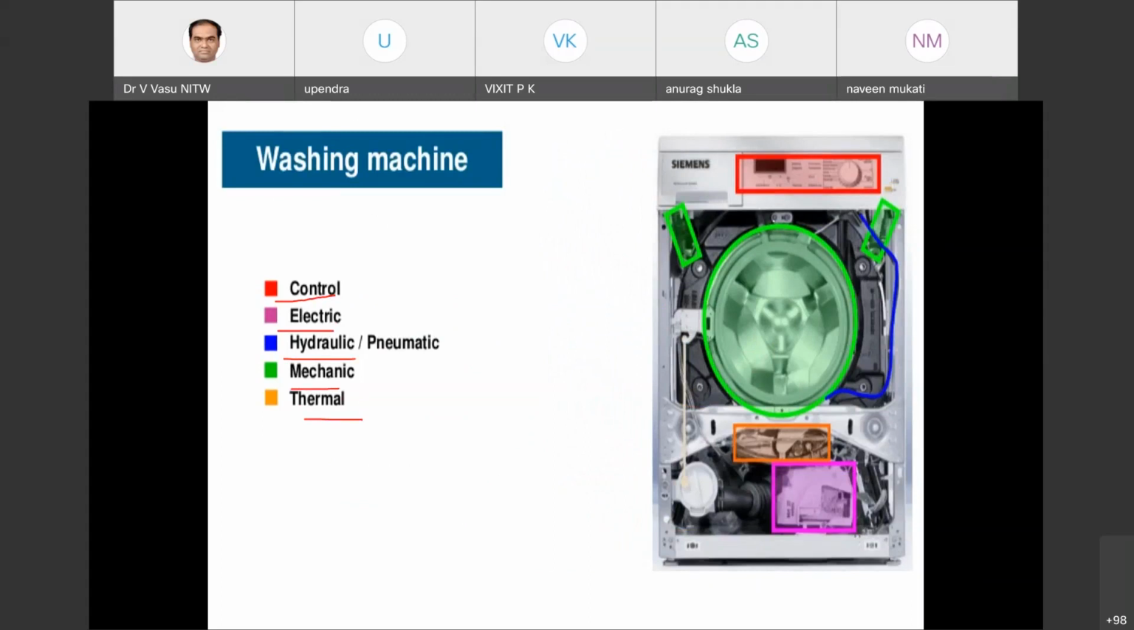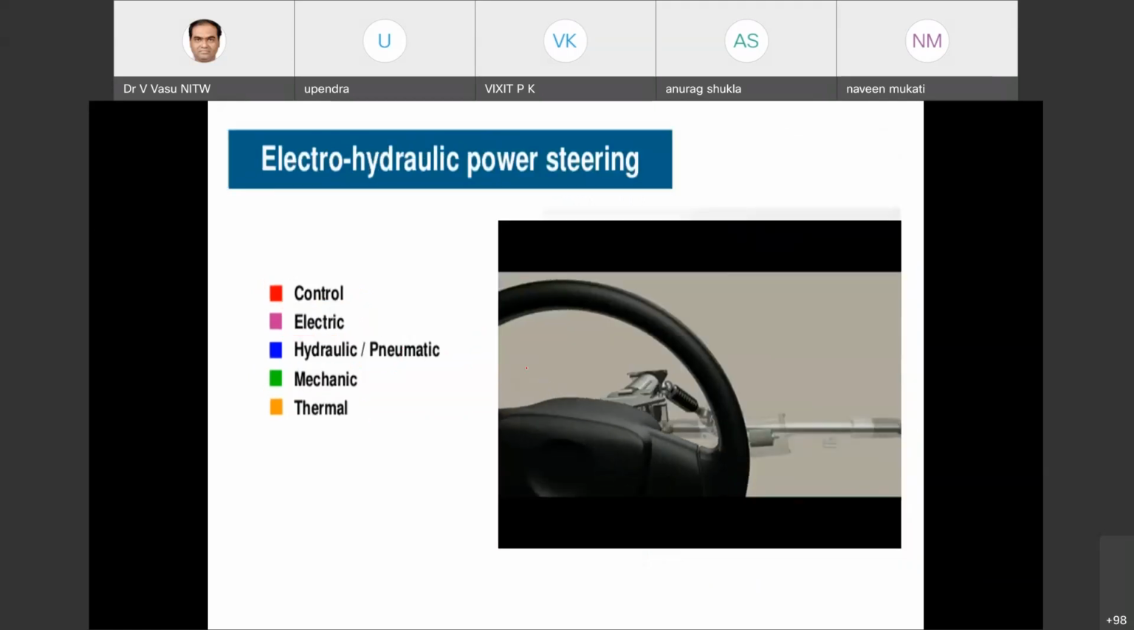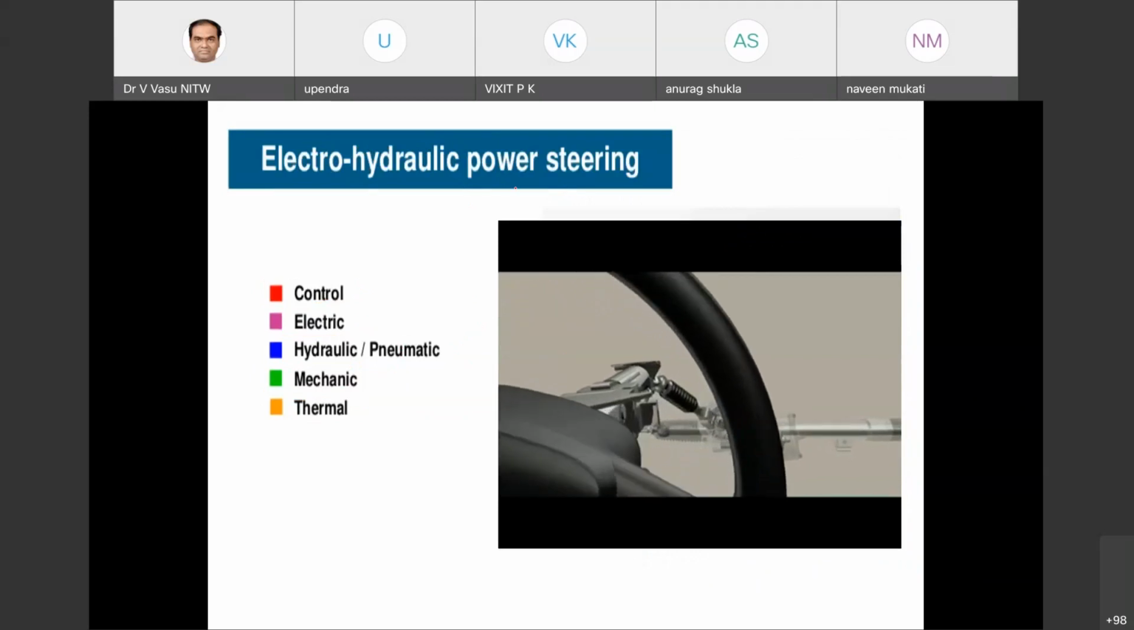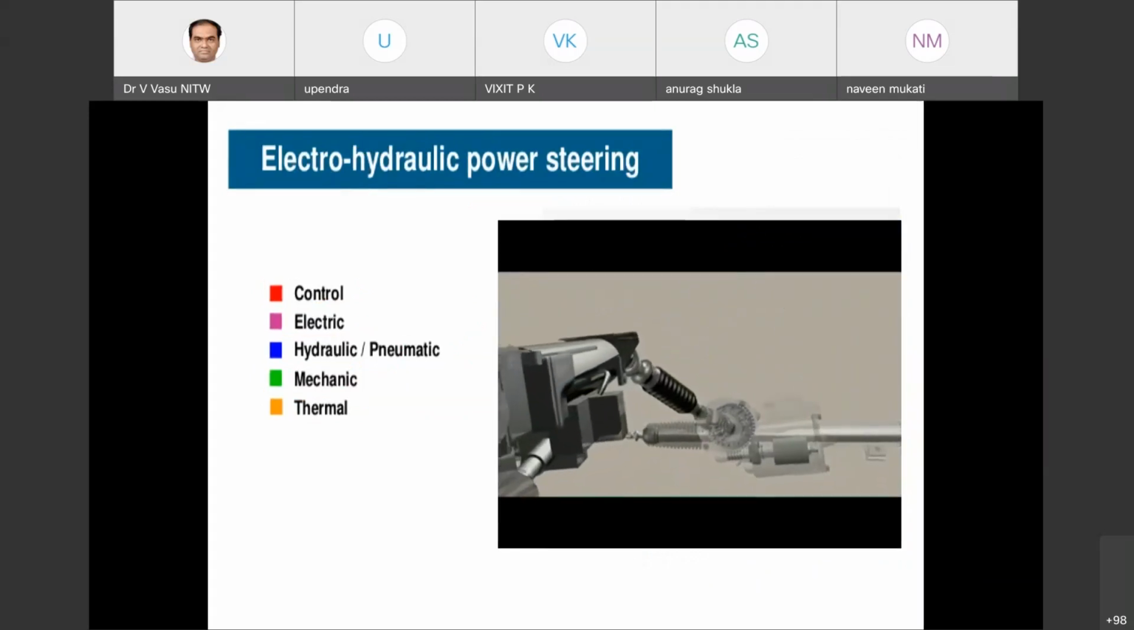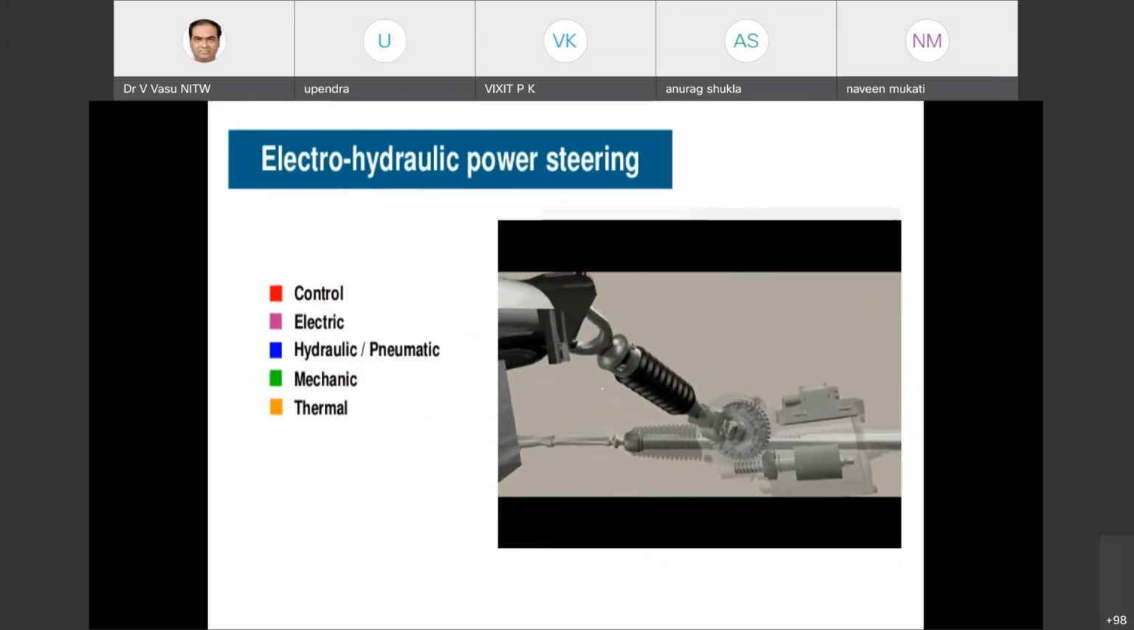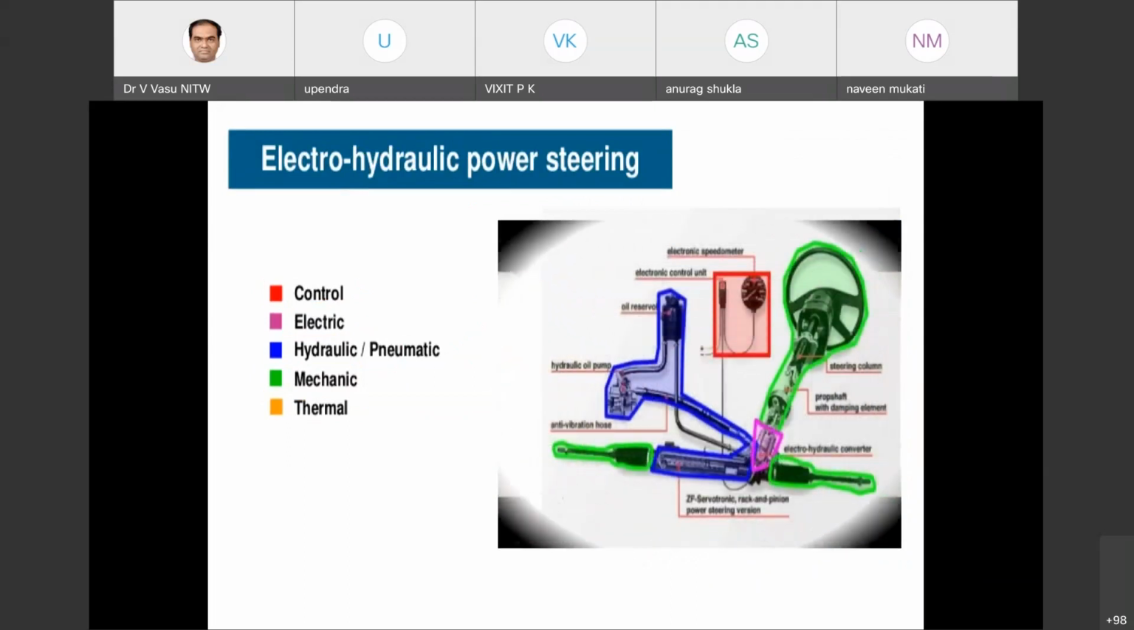Each system is going to have these types of colors. The color indicates the type of domain area which is going to be present in this particular washing machine. Similarly, for the hydroelectric steering system, if you want to have this particular steering system, here also we are going to have different domains of knowledge integration required if you want to make the model for that one.